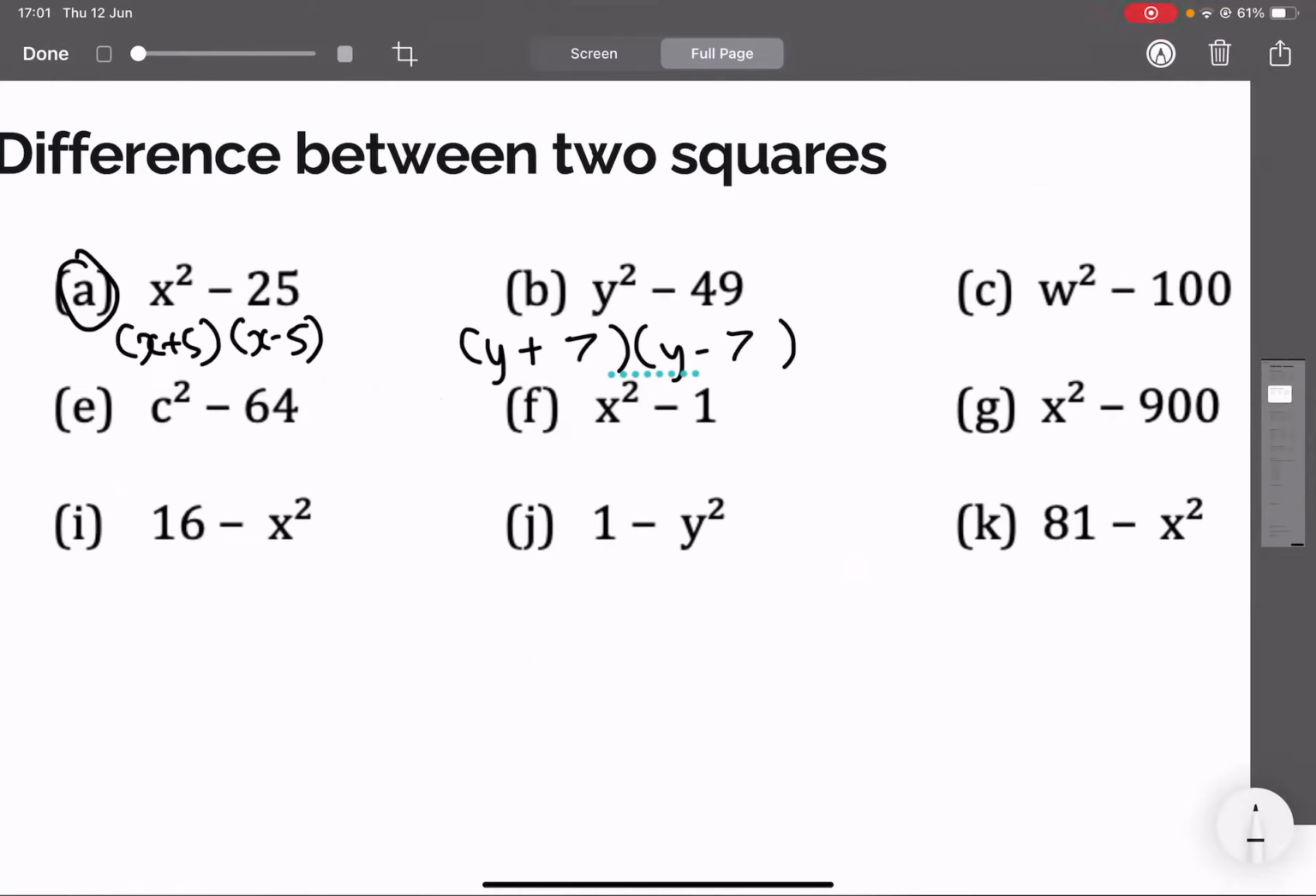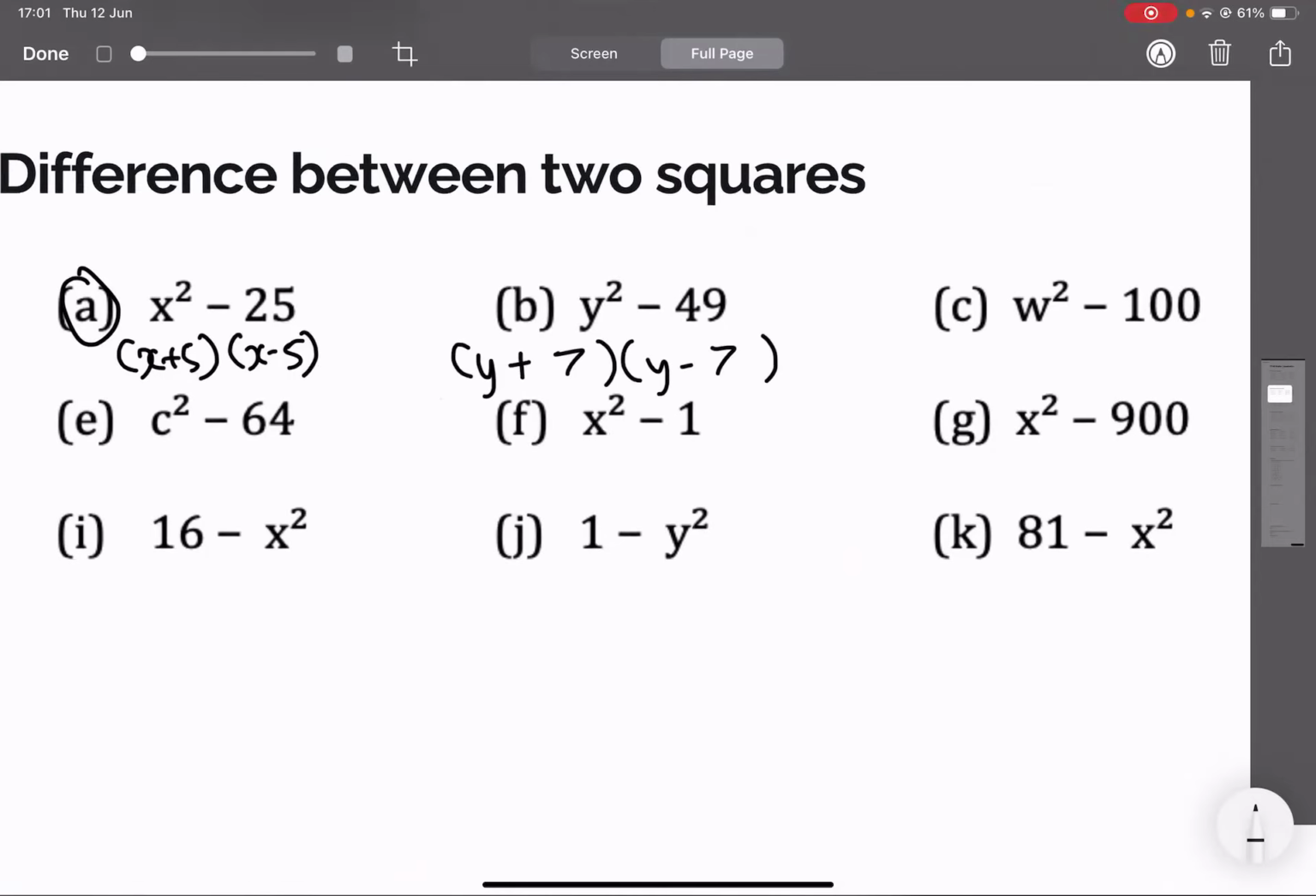Yeah, that's it. 7 times minus 7 is minus 49. 7 plus minus 7 is 0. Next one. W plus 10, W minus 10.